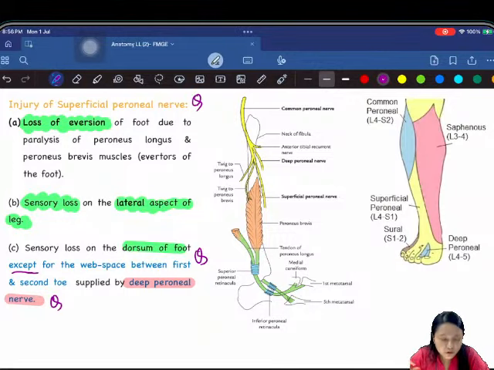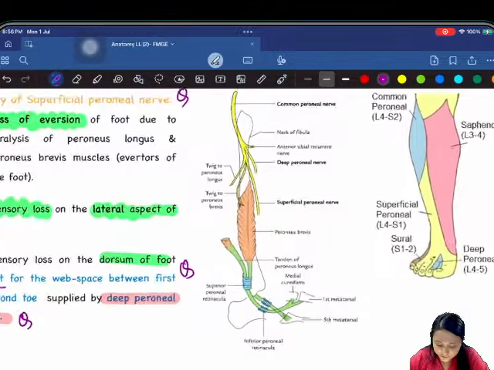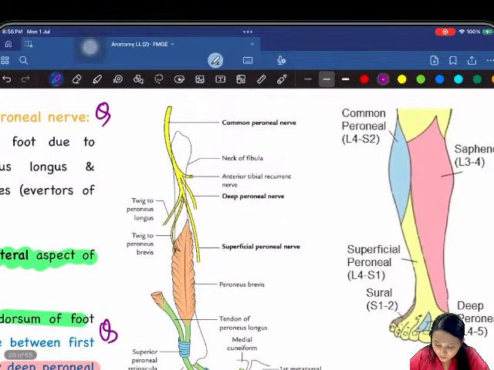All right. So any kind of question can come, they might ask you there is a loss of eversion, there is sensory loss on the lateral aspect except on the first web space. So the answer will be superficial peroneal nerve. Let us see here. You can see this is the common peroneal nerve. Okay, it is giving a branch, anterior tibial recurrent. Then you have a branch going here, that is the deep peroneal nerve. And then you have another branch that is the superficial peroneal nerve. Superficial peroneal nerve is supplying the lateral compartment. So it gives branches to the peroneus longus and the peroneus brevis.